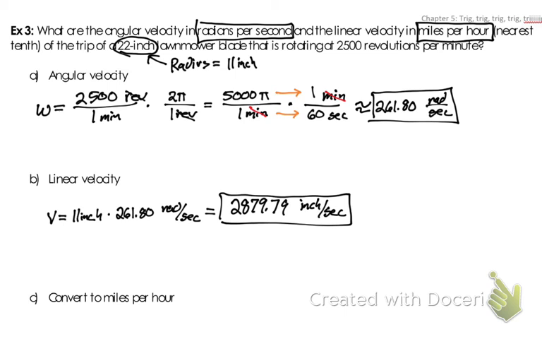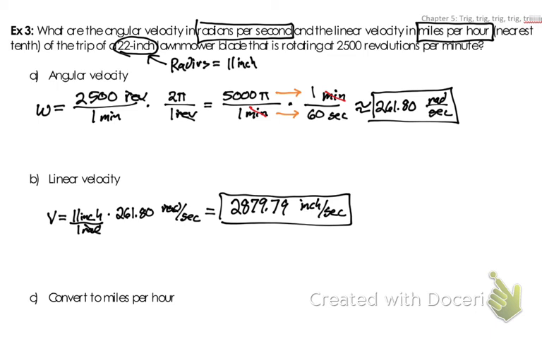Okay, we're close. We have linear velocity, but we have inches per second. It asks for miles per hour, so I need to change inches to miles, and I need to change seconds to hours. The radians actually get canceled out, because this is 1 inch per radian. It's a good question. I eventually stopped writing that because normally we don't write it. We just know it disappears there.